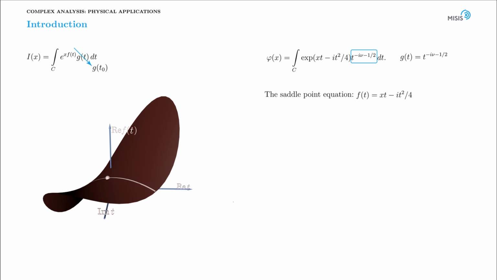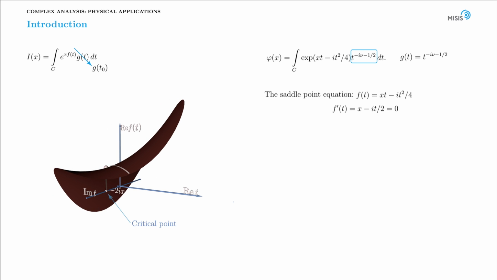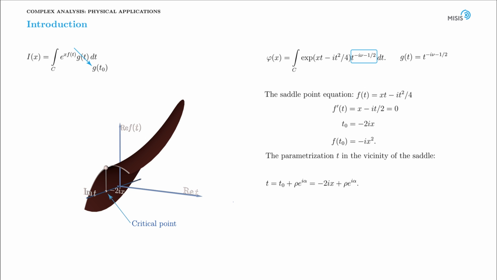The saddle of our exponential function f of t is given by its critical point equation. And here is the critical point. The value of the function f at the saddle is as follows. F is quadratic in t, so its second order Taylor series is in fact exact. For convenience, we introduce the parameterization of the complex variable in the vicinity of the saddle.